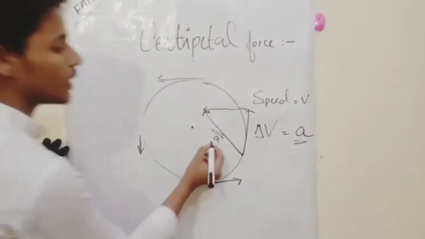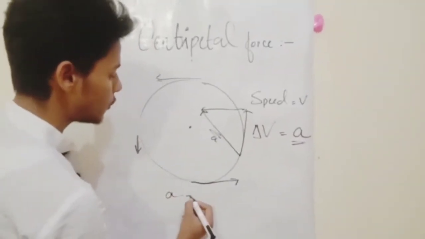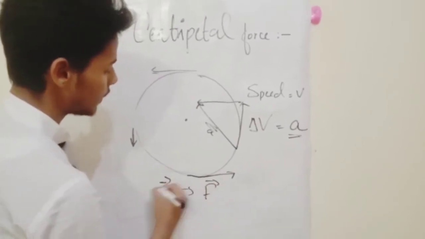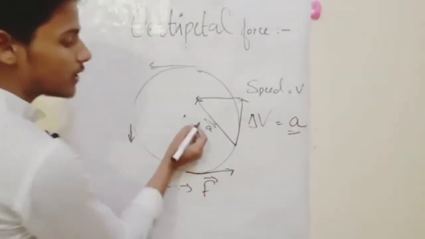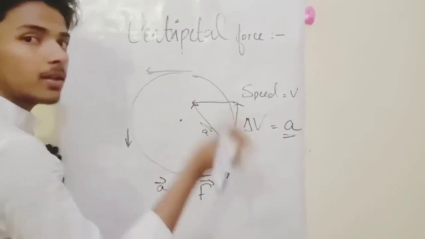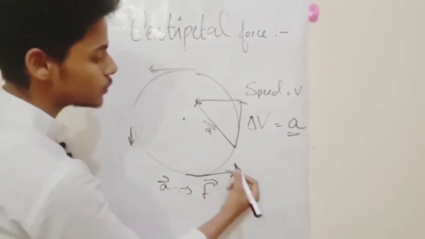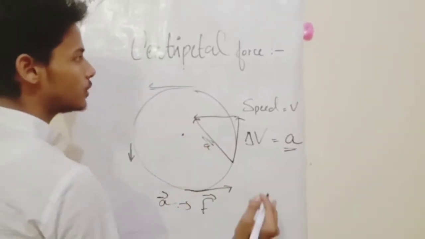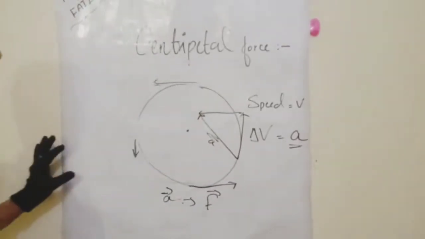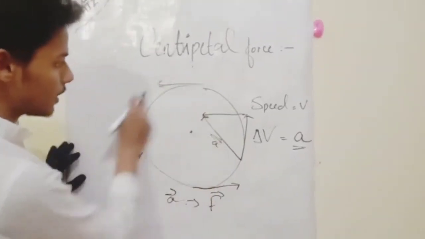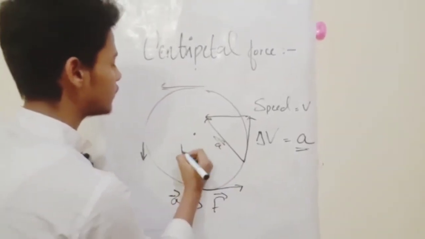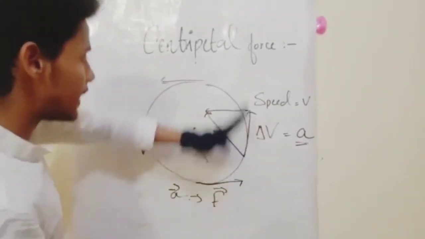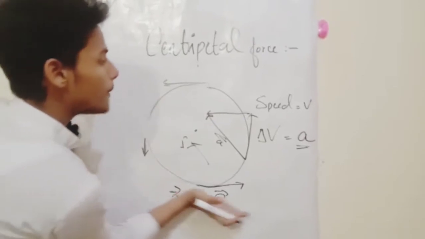Now acceleration and force are both vector quantities. So the direction of acceleration will give the direction of force. It means the force is also acting towards this side, towards the center. So this is how centripetal force is derived. There is a force acting toward the center, which is causing it to rotate, to move like this.